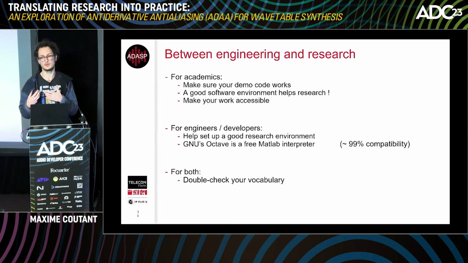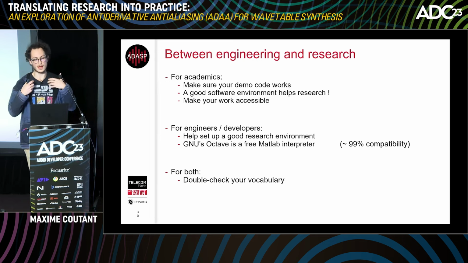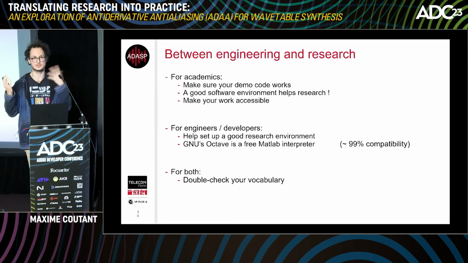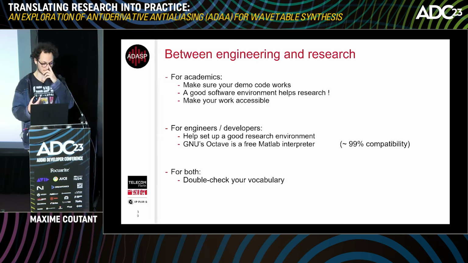I work all day with PhD students and postdocs, and having a good software environment helps them focus on what's important, research, not the computer science stuff that we have to deal with as engineers. And if you want people to work with what you produce, make your work accessible. For engineers and developers, you can help set up a good software and research environment. You know how these things work. Continuous integration, unit tests, Git stuff. You can help set up and foster the collaboration.